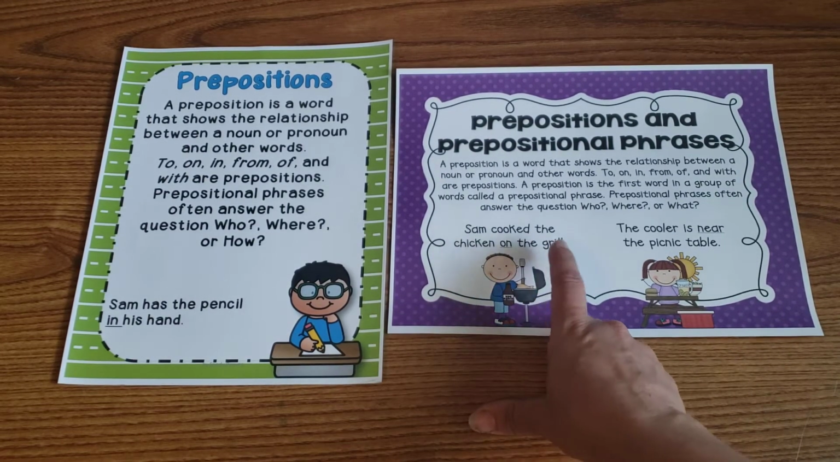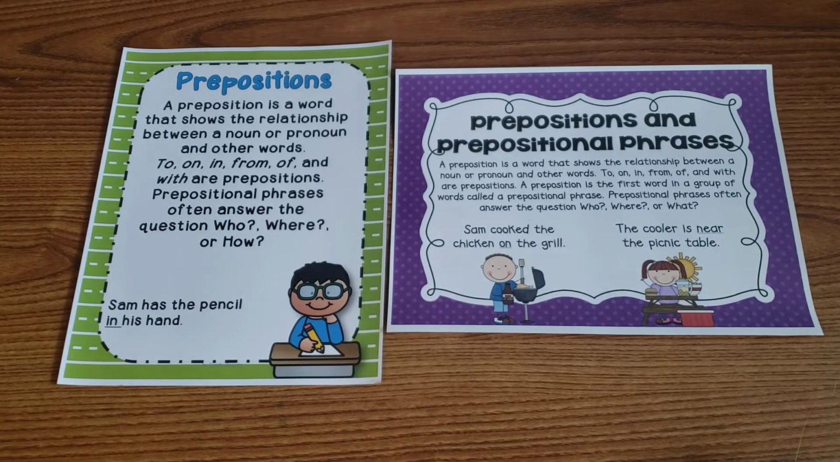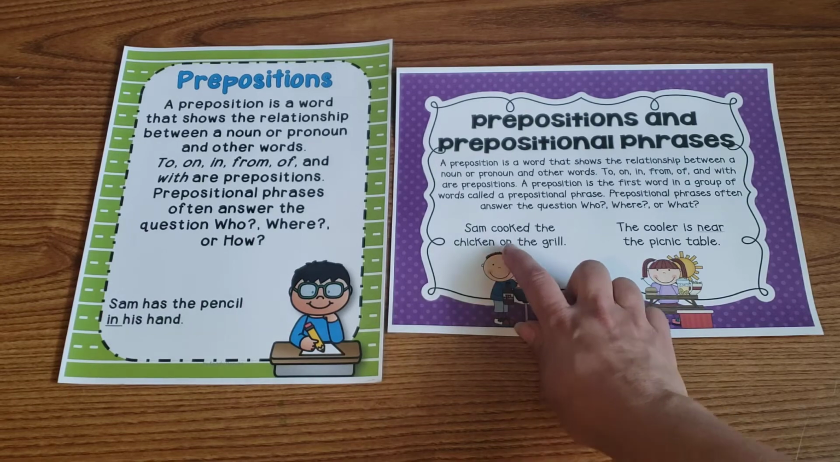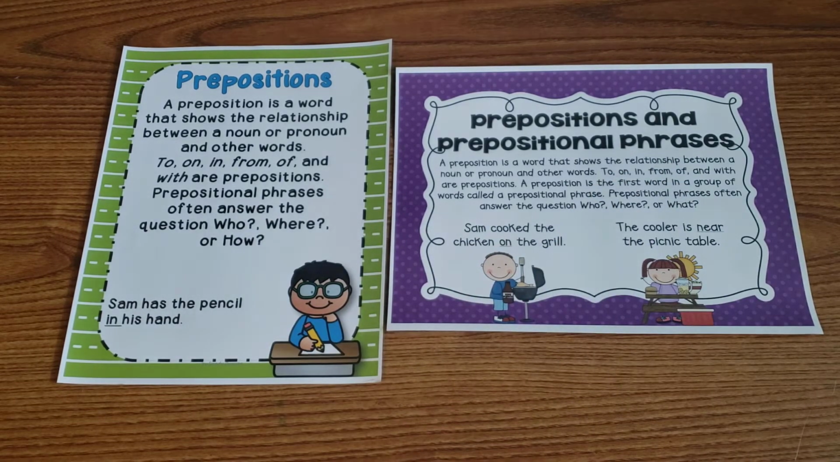And here we have, Sam cooked the chicken on the grill. So where did he cook the chicken? On. So on is the preposition, and on the grill is the prepositional phrase.